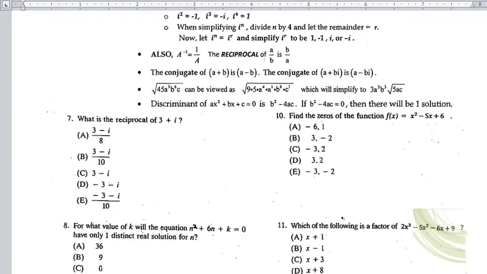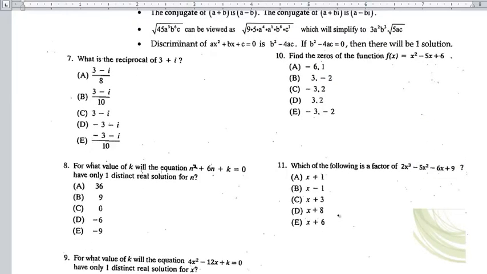Okay, what is the reciprocal of 3 plus i? So basically, you're going to do this: 1 over 3 plus i. And remember, how do you get rid of that radical there, which is really the square root of negative 1, which is i? Multiply by 3 minus i over 3 minus i, the conjugate. So you get 3 minus i on top.